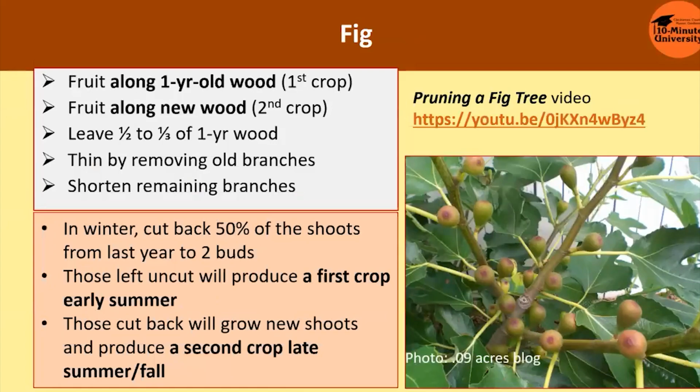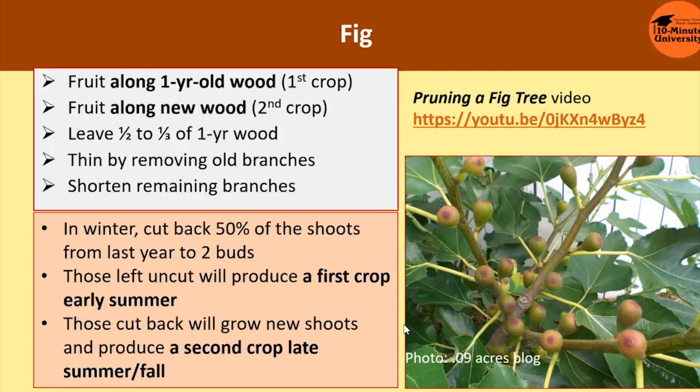And our final fruit is figs. Figs in the Pacific Northwest generate possibly 2 crops. The first crop will come along the first year wood, and usually we get them in early summer, maybe June, July. And the second crop will come in late summer, early fall, depending on how long the summer is and how hot it gets. So the first crop for us is more certain, and the second is questionable.